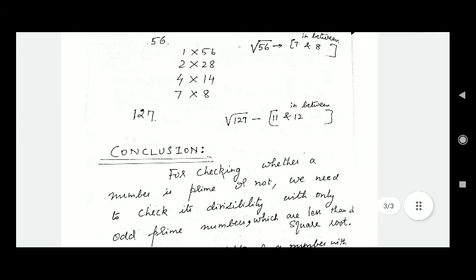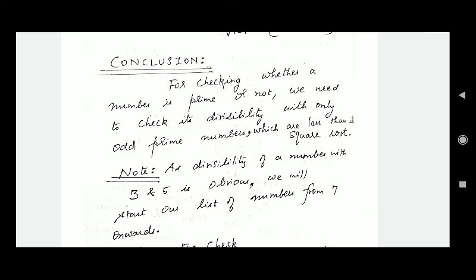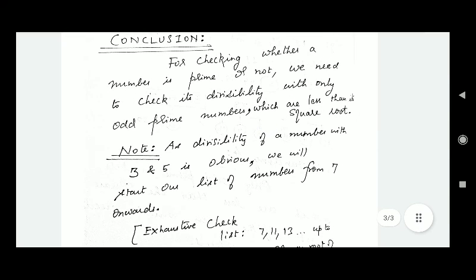To conclude, to check whether a number is prime or not, we need to check the set of all prime numbers which are odd and which are less than the given number's square root. We can make an additional note that for divisibility by 3 and 5, there are no issues, because we can tell whether a number is divisible by 3 by simply adding the digits of the number and checking whether the sum is divisible by 3. With respect to 5, the last digit of the number should be either 0 or 5.